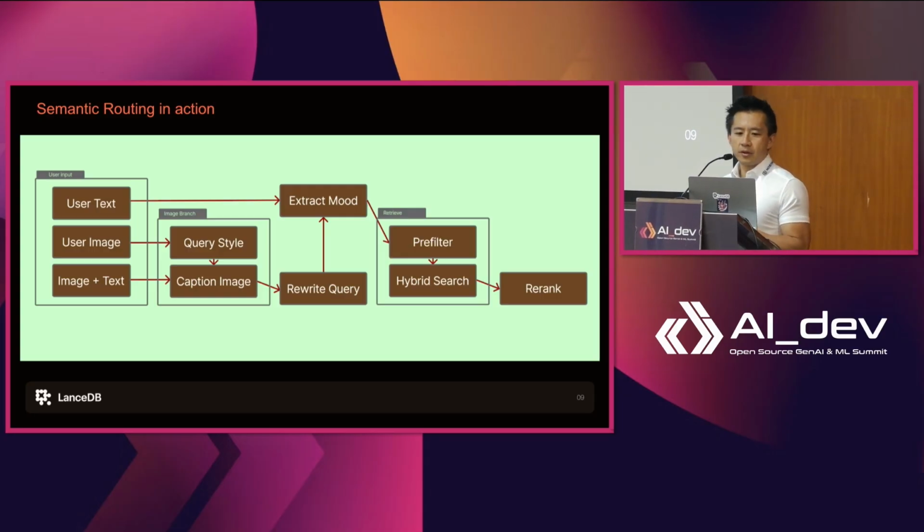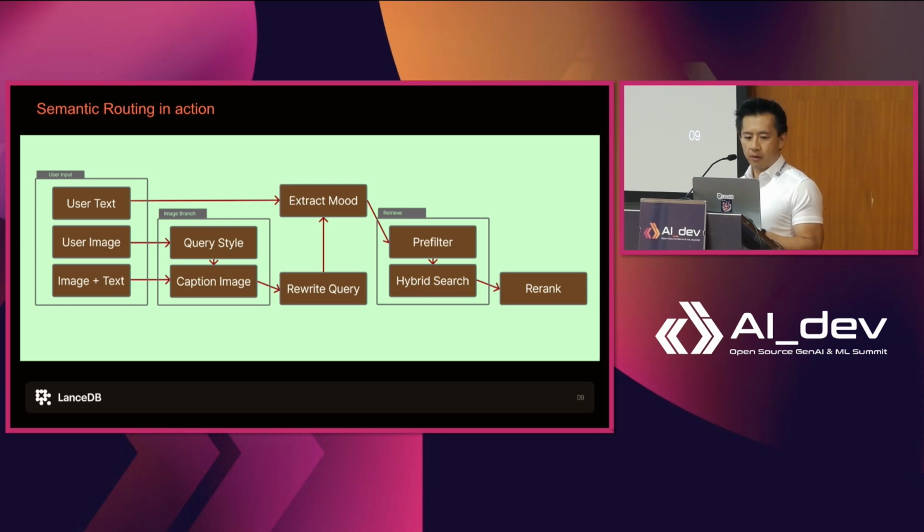So, at the end, this is what the query pipeline, the semantic routing, looks like in action. The user can input some text, you saw that poem. The user can upload an image, that was the Napoleon image, or you can do both. With the LLM, we can extract from the text the mood that goes into the mood keywords as a pre-filter, and then the image branch extracts the query style from the input image, and anything like the image caption, and then we end up rewriting the query as well to help extract the mood.